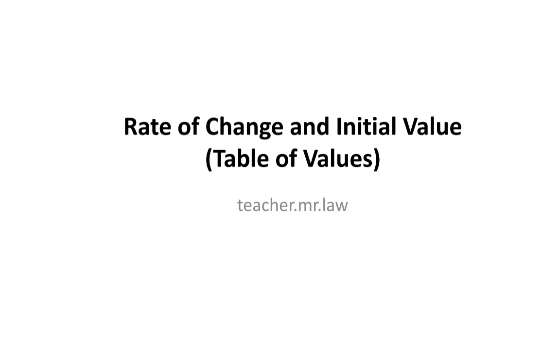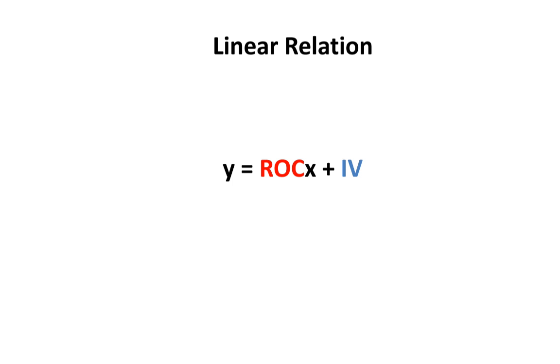In today's lesson, we'll be learning about rate of change and initial value with a focus on table of values. As discussed previously, a linear relation is just a pattern, and this can be represented with an equation, y equals rate of change multiplied by x plus the initial value.